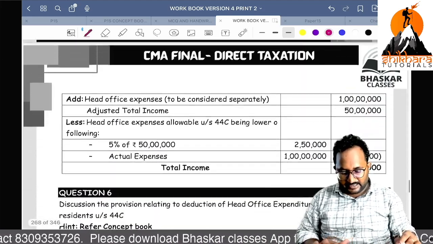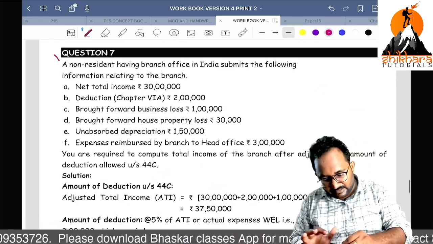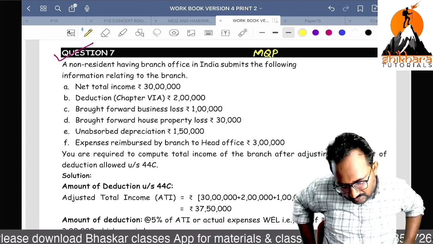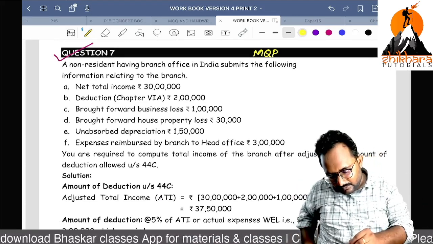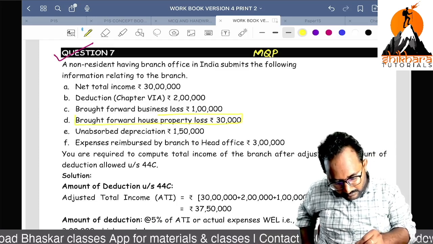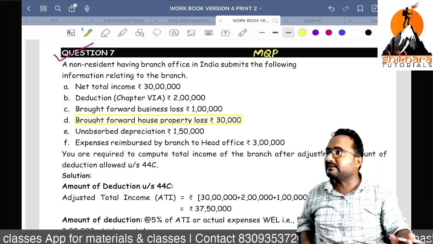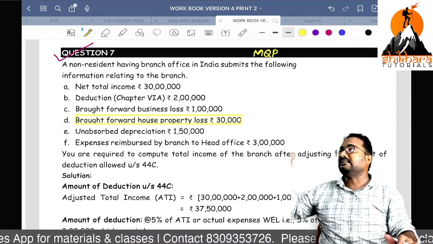So you can calculate directly, but what is the point I want to give? Question number 7 is related to the model question paper. In this, can you tell me? I think there is a house property loss, ma? This you can reduce. Yes, house property loss is there, na? This you can reduce while computing the what, ma? Adjusted total income. Remaining things you can't.